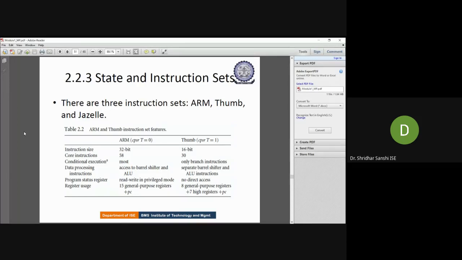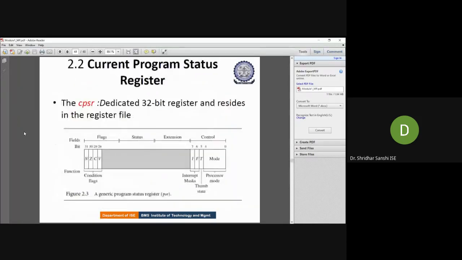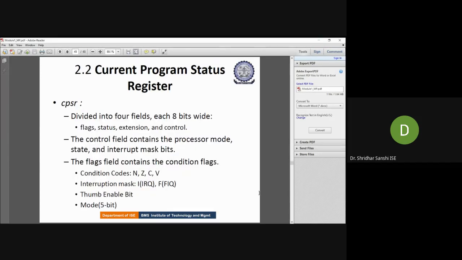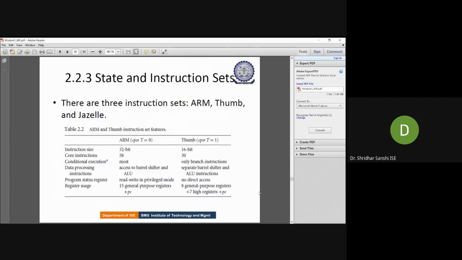If we have support for the Jazelle instruction set, then another bit, J, will be there here. But it is not explained here in much detail. Here we have just 2 instruction sets, the ARM instruction set and the Thumb instruction set, but they are explaining about this also in this topic. So we have 3 instruction sets in the ARM processor.